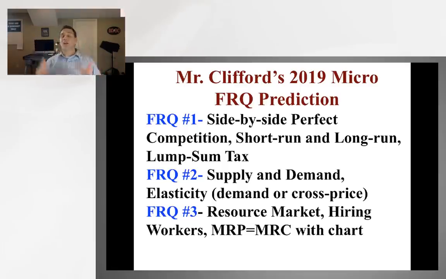That's my predictions. I could be wrong. Notice I'm not saying any externalities. Last year had an externality, so I'm not putting externality on my guess this year, but they totally could. I'm also not putting utility maximization, which they had last year, which they could. But that's my guesses. So what do you think?